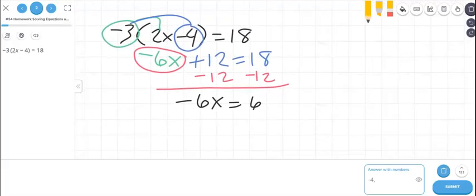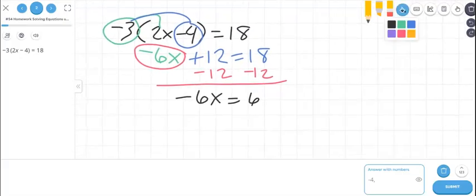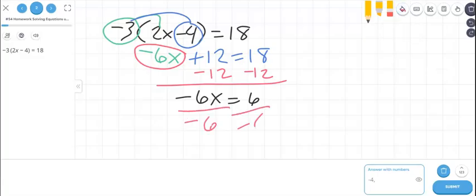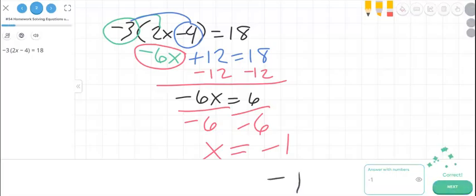So now we are going to divide both sides by negative 6. And we will end up with a negative 1. So negative 1.